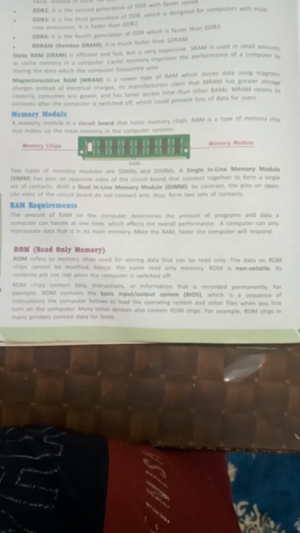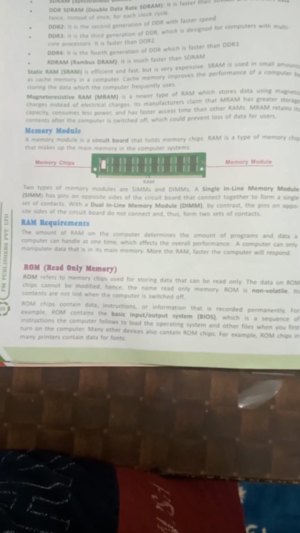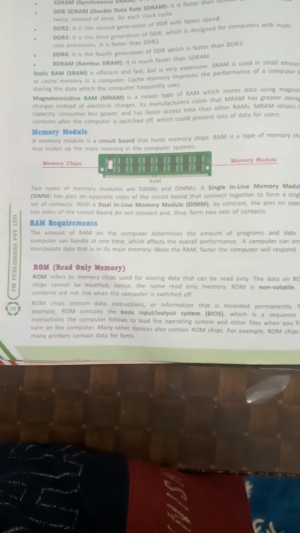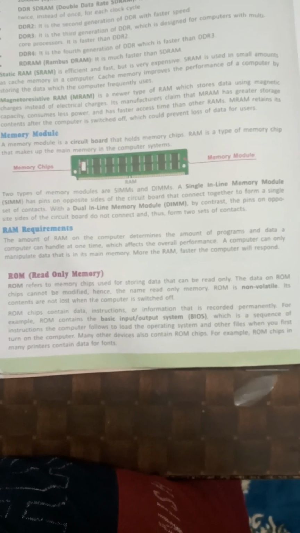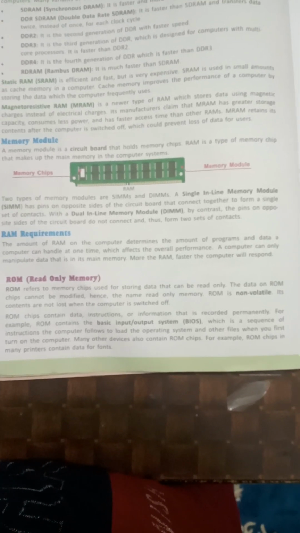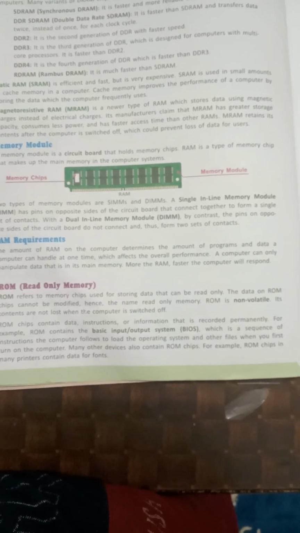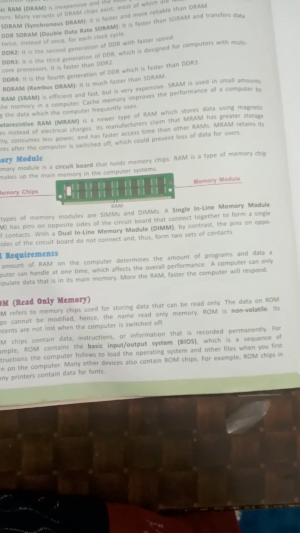Memory module. A memory module is a circuit board that holds memory chips. RAM is a type of memory chip that makes up the main memory in the computer system. Two types of memory modules are SIMMs and DIMMs. A single inline memory module (SIMM) has pins on opposite sides of the circuit board that connect together to form a single set of contacts. With a dual inline memory module (DIMM), by contrast, the pins on opposite sides of the circuit board do not connect and thus form two sets of contacts.